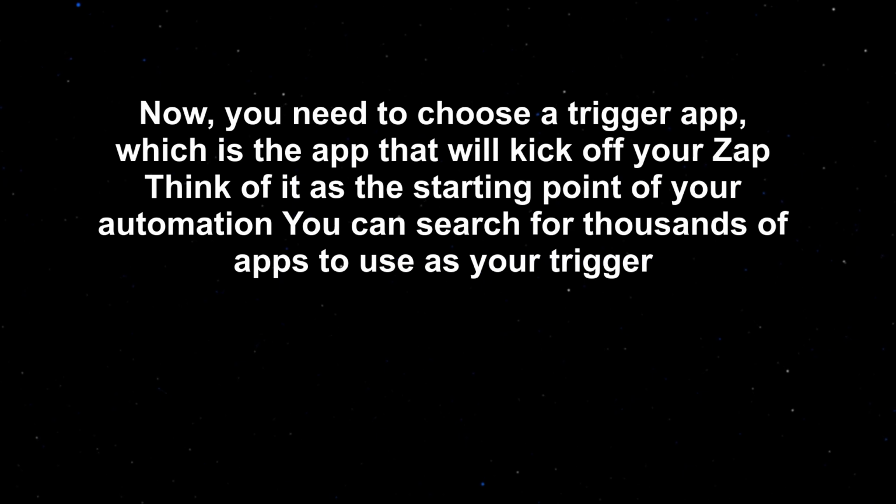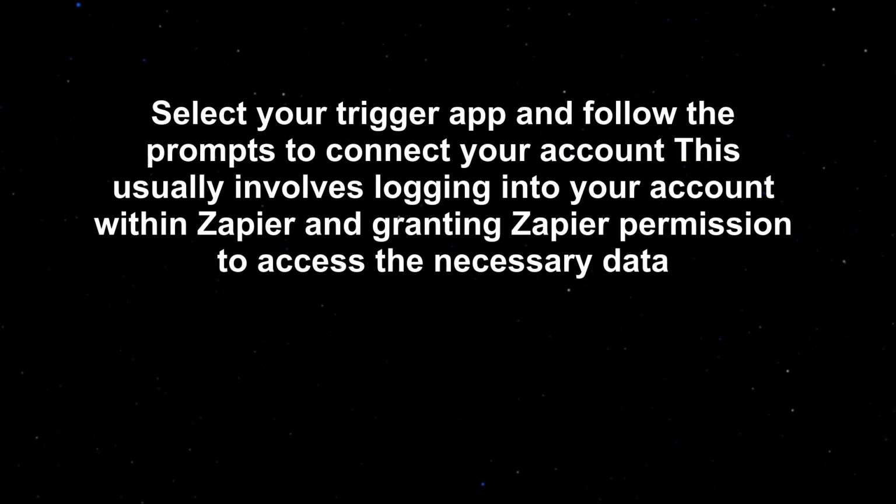Once you're in, click on the Create Zap button. This will kick off the process of building your automated workflow. Now, you need to choose a trigger app, which is the app that will kick off your Zap. Think of it as the starting point of your automation. You can search for thousands of apps to use as your trigger. Select your trigger app and follow the prompts to connect your account. This usually involves logging into your account within Zapier and granting Zapier permission to access the necessary data.